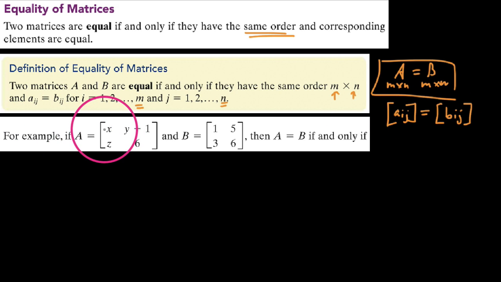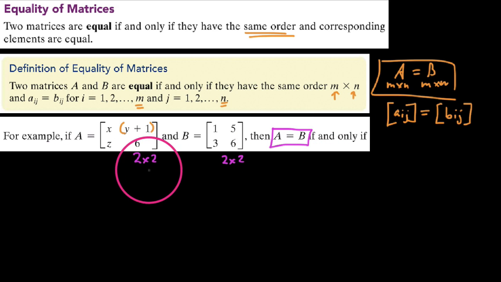It says A equals this matrix here, and it looks like we have a two-row, two-column matrix. This is actually just one quantity there, y plus 1. So we would say that this is a 2 by 2. And our B matrix here, this is also a 2 by 2. So we say that A equals B if and only if what? What can we conclude about this?